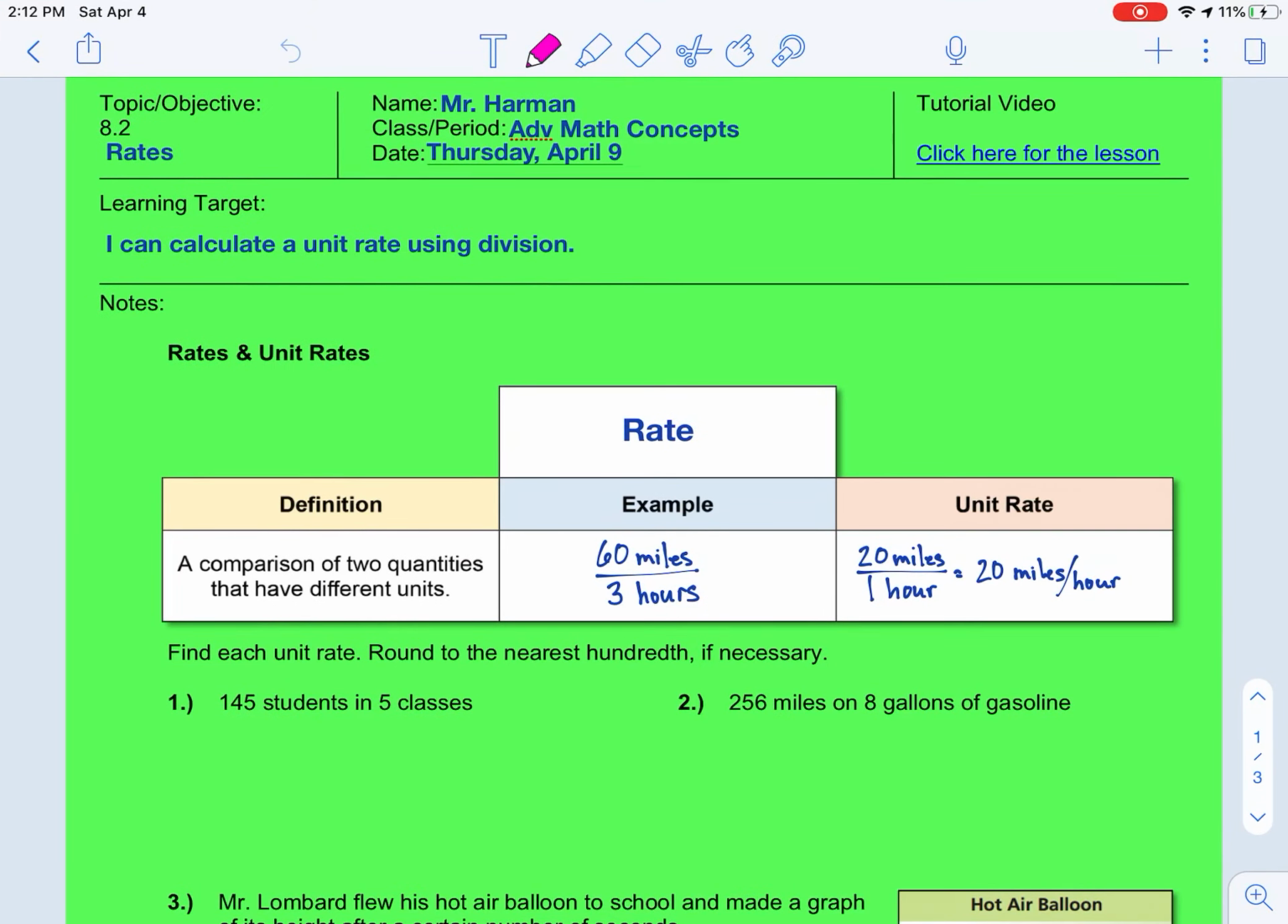So our learning target for today is I can calculate a unit rate using division. So that's why you're going to want your calculator out because you're going to be doing a lot of dividing. Our lesson today is about rates, but specifically what we're going to talk about is unit rates. Those are going to be way more useful for us than just what a rate is.